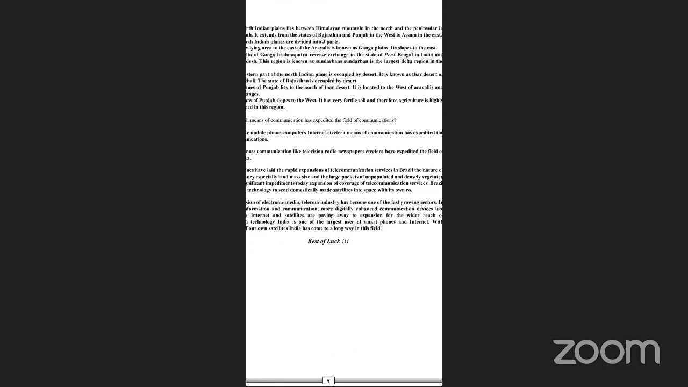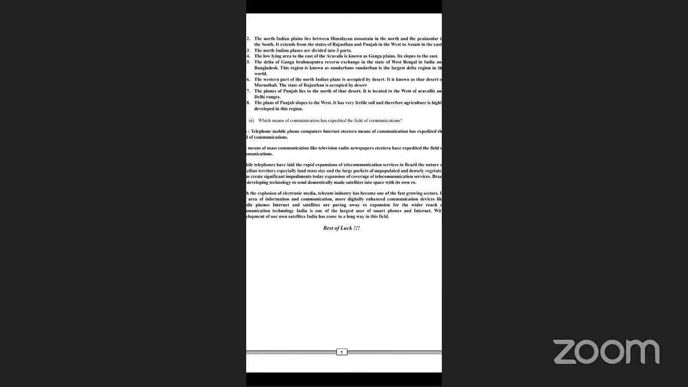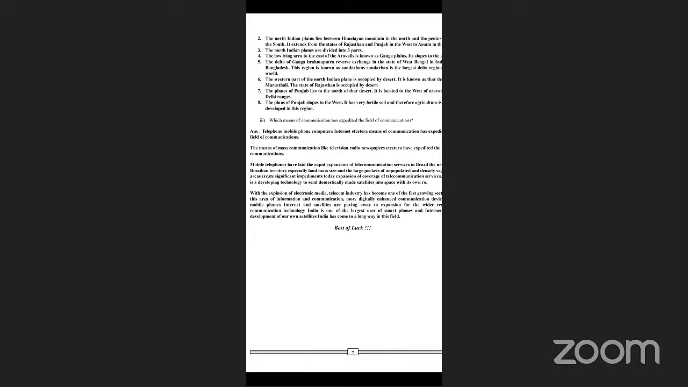Clear? Second thing, the North Indian plains lie between the Himalayan mountain ranges to the north and peninsular plateaus to the south. And when we consider its extent, it mainly extends from the states of Rajasthan and Punjab in the west up to Assam in the east. That is the extent. It means it extends mainly from west to east. And when we consider its shape, it is quite broad in the west and becomes narrow towards the east. Clear? Then the North Indian plains are divided into 3 different parts. The first is the western plain, central plain, and eastern plain.